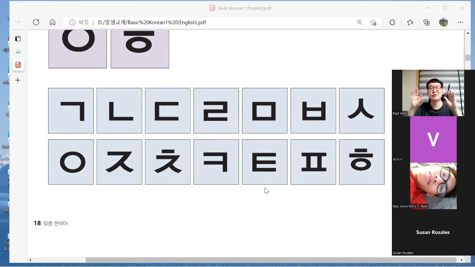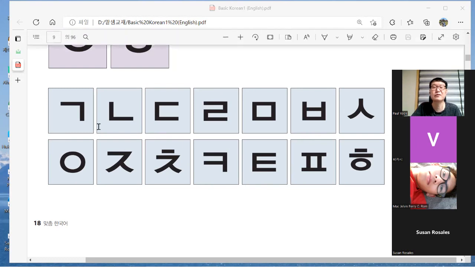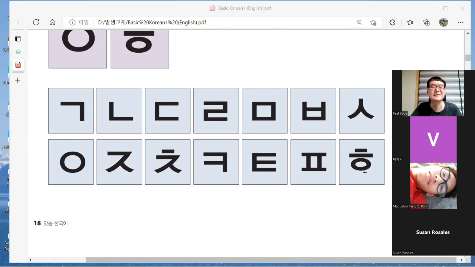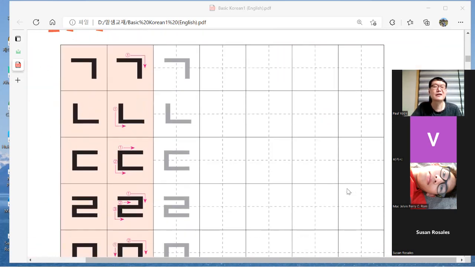Right, so there are 14 consonants, right? 14. 1, 2, 3, 4, 5, 6, 7. 14, right? Again. Gu, nu, du, lu, mu, pu, su, u, ju, chu, ku, tu, pu, hu. All right. So please practice more after this class.